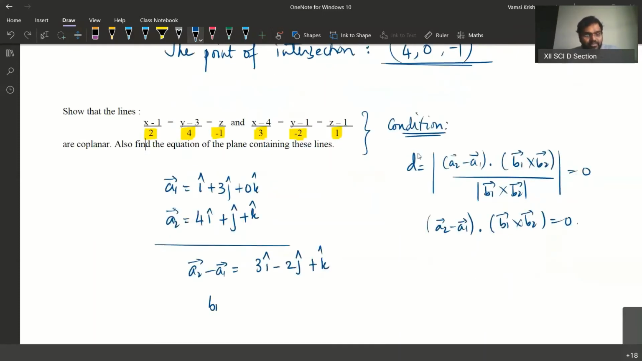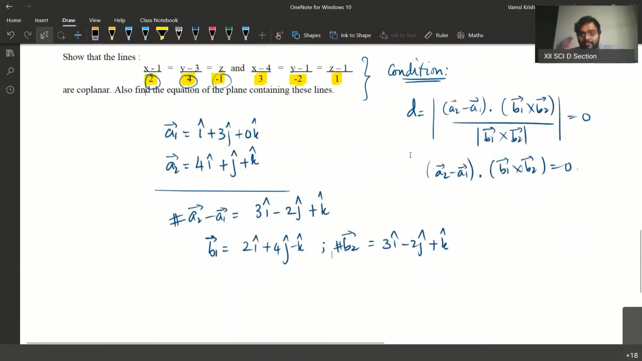Okay, we got A2 minus A1. Let's write B1 vector. B1 is 2, 4, and -1, so in vector form 2i + 4j minus k. And the B2 vector is 3i minus 2j plus k. Notice that A2 minus A1 and B2 both are the same, so their determinant, the scalar triple product with B1 cross B2, will be 0.